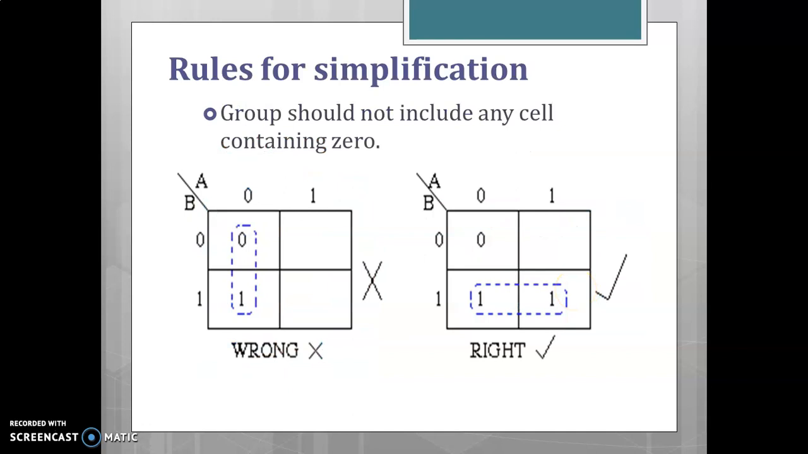The simplification of Boolean expression using K-map is based on combining or grouping the terms in the adjacent cells of the K-map. So here we are going to see what are all the different rules for simplification. How grouping can be done? What are the do's and don'ts in grouping? The first rule, grouping should not include any cell containing 0. You can group 1 separately or you can group 0 separately, but your group should not include both 1 and 0. That is the first rule.